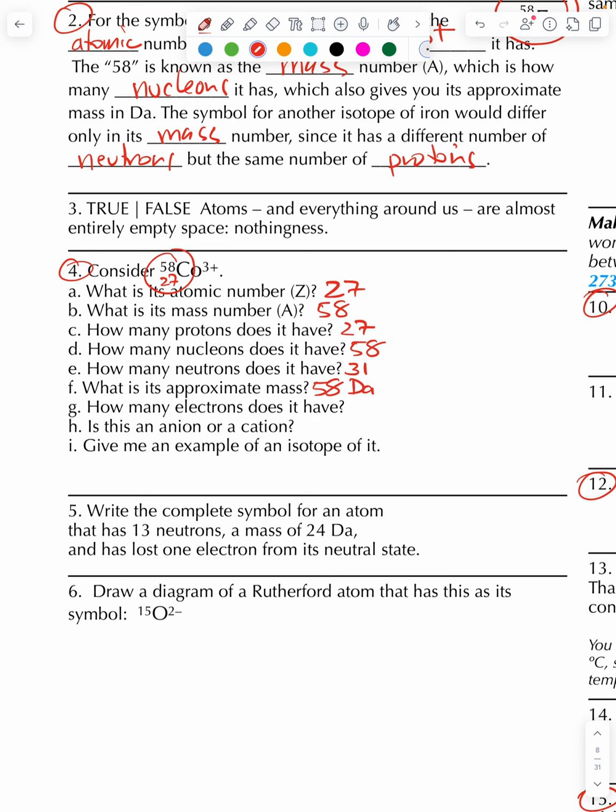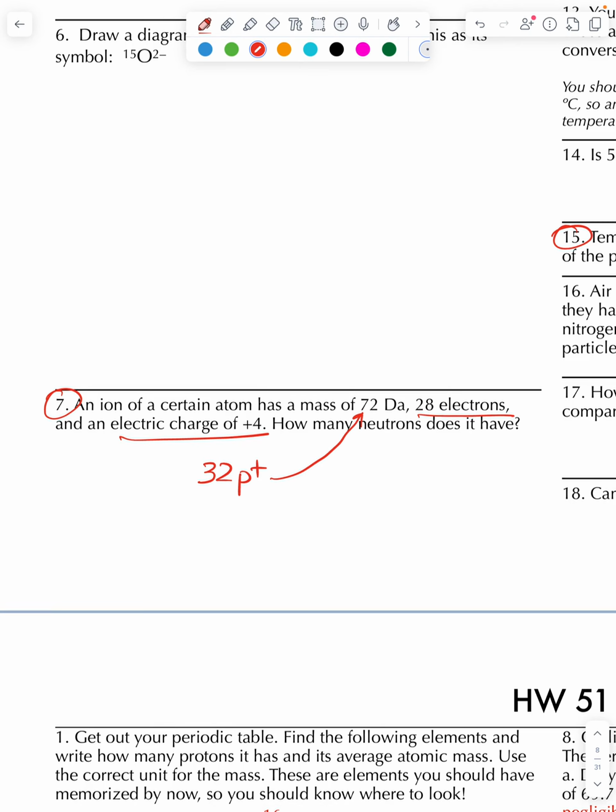We'll do one more of these puzzle ones like number 7, and then I'll skip any that come later because I think you get the idea of what I'm talking about. An ion of a certain atom has a mass of 72 daltons. It has 28 electrons and an electric charge of plus 4. How many neutrons does it have? So if it has 28 electrons and an electric charge of plus 4, how many protons must it have? Must have 32 protons, right? But if it has 32 protons, but the mass is 72, how many neutrons must it have? Well, if the mass is due to the number of protons and neutrons, there must be 40 neutrons.